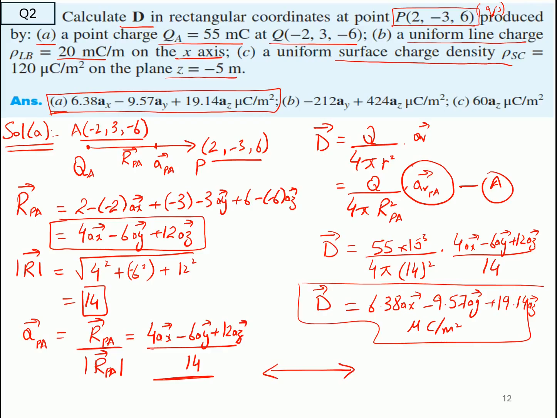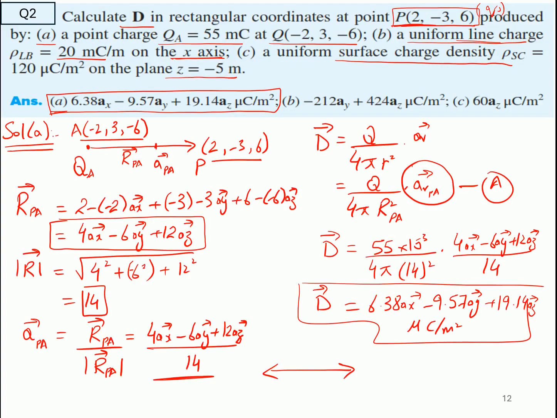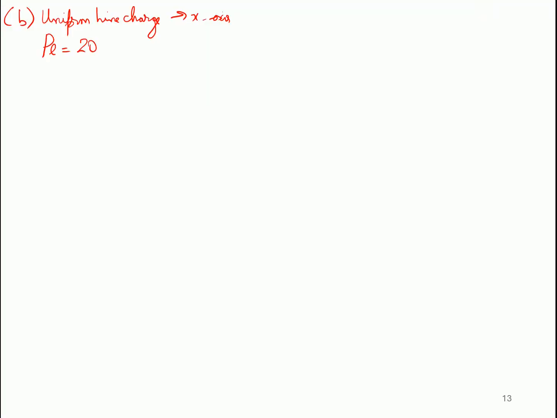Now let us look at the second part. In the second part, the test charge remains at the same point P, but now the source is a uniform line charge distribution along the x-axis. So let us go to the second part, and it's a uniform line charge distribution along the x-axis. And the value of line charge distribution is 20 millicoulomb per meter. Okay, so let us draw this and see what we can get from here.